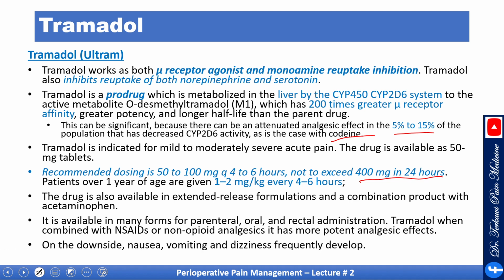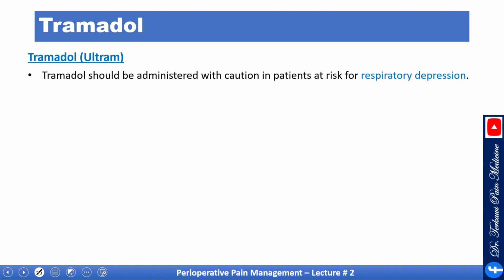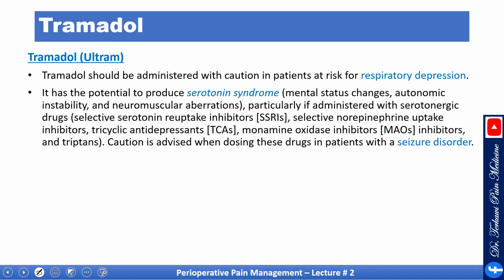Downside, side effects: nausea, vomiting, as with other opioids. Tramadol should be administered with caution in patients at risk of respiratory depression, and it has the potential to produce serotonin syndrome, which is again mental status changes, autonomic instability, muscle rigidity, hyperpyrexia, etc. So avoid it with SSRIs, TCAs, and MAO inhibitors, because of the risk of seizure with this medication.